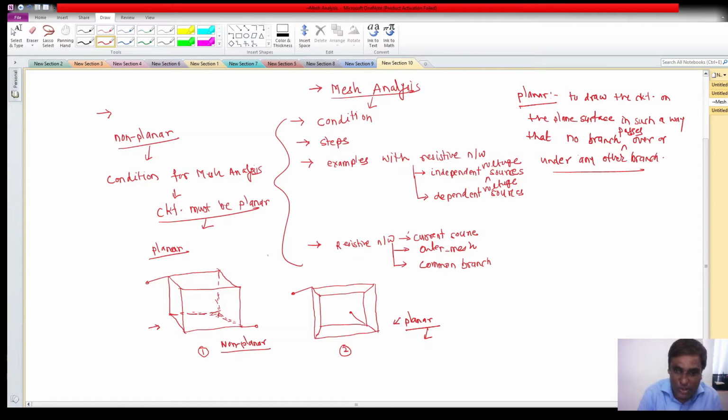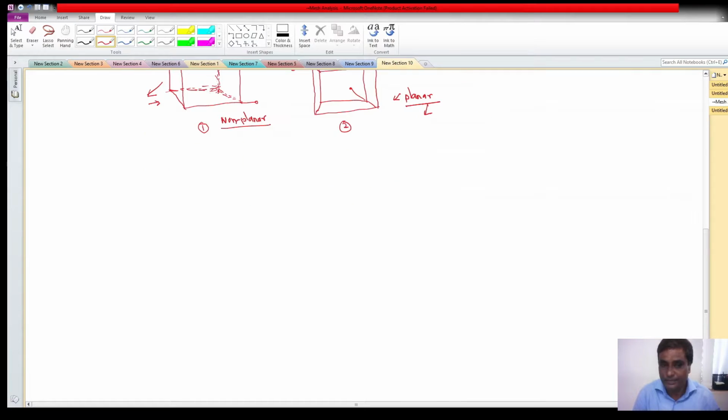So if you come to this network here, you can say that this branch is passing under another branch, so this will not come under planar. Here you can say that there are no branches passing each other, that's why this is my planar network. With one or two examples we will see, with the skeleton, how to identify planar and non-planar networks.